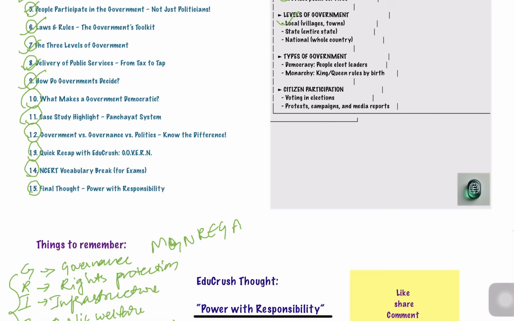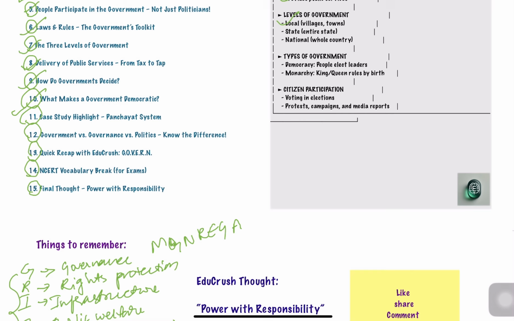The ninth one: how do governments decide? Governments make decisions through cabinet meetings, debates in parliament, expert committees, and consulting the public via feedback or media. Sometimes people influence decisions through protests, petitions, or court cases. Real example: the 2012 anti-corruption movement led to the Lokpal bill. People's pressure worked, right?